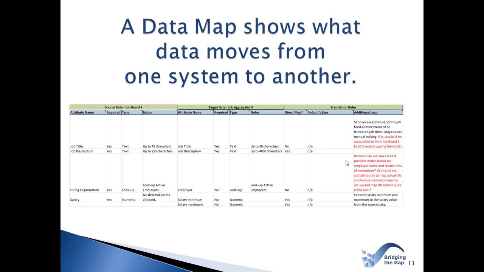Data mapping specifications are useful when you're migrating data from one system to another because you need to handle all of those variations. They're also useful when you're integrating data between one or more systems. And they allow us to get really specific about all the rules when it comes to data flow.